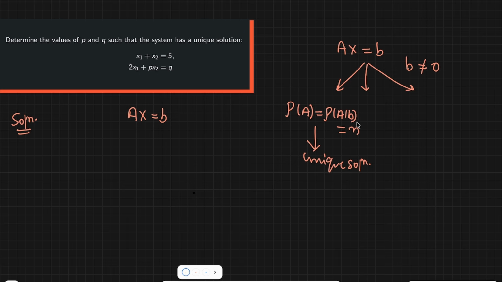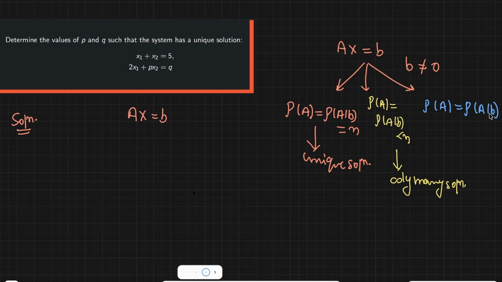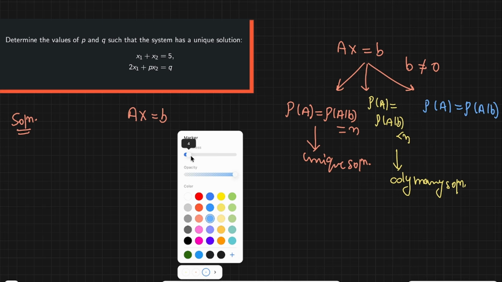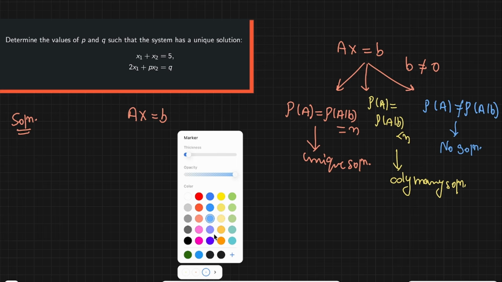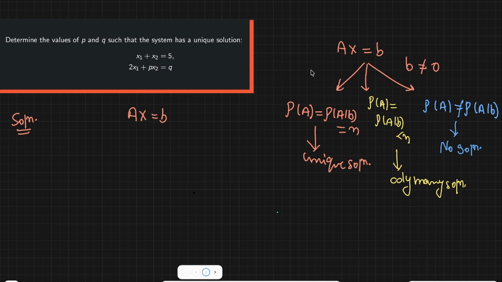What is your second case? Whenever the rank of A is equal to the rank of AB but less than n, then you will say it is infinitely many solutions. And your last case is that the rank of A is not equal to the rank of AB, then you will simply say this is the case of no solution. So this is the important case, and we will see all these cases in this particular video.